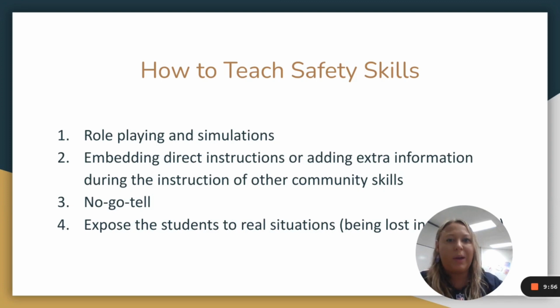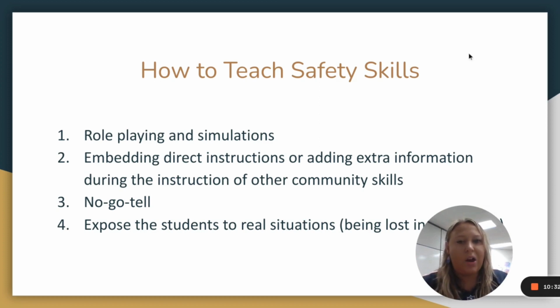Here are a few ways to teach safety skills. Number one being you can role play and add simulations to the classroom. Number two is embedding direct instructions or adding extra information during the instruction of other community skills. Like I had mentioned before, you could also use the no, go, tell. So if the student is feeling unsafe, they need to tell the situation no, they need to leave and go away from the situation, and then find someone to tell about the situation.